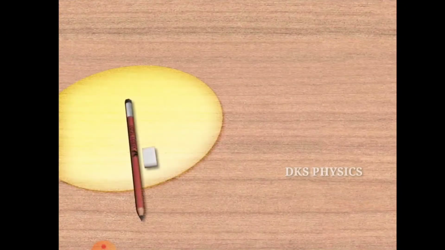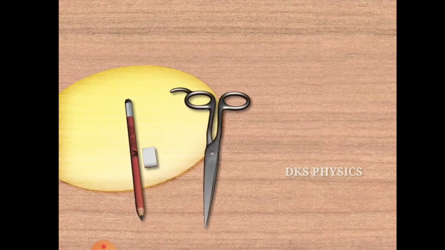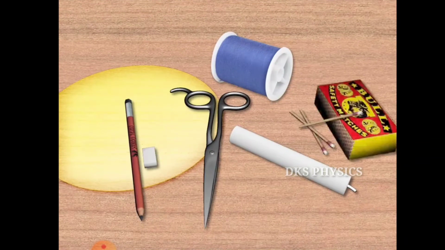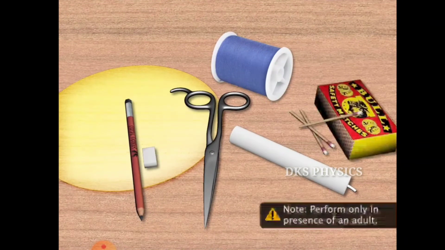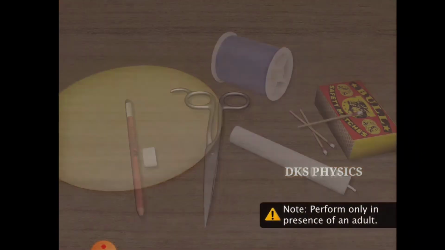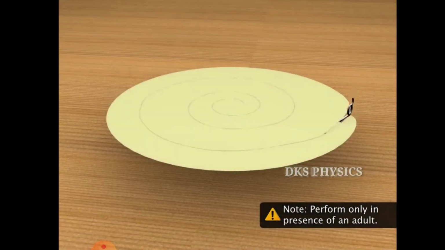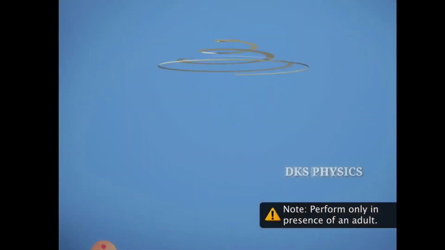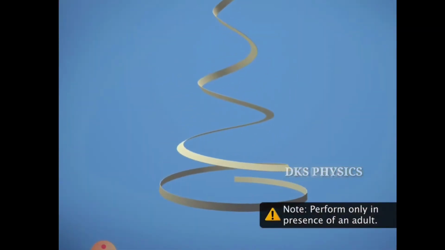In this activity, we will require a circular piece of colored paper, a pencil, a pair of scissors, thick thread, and a candle and matchbox. Please note this activity must be performed only in the presence of an adult. First, we will cut the paper into a spiral. Doesn't it resemble a snake?